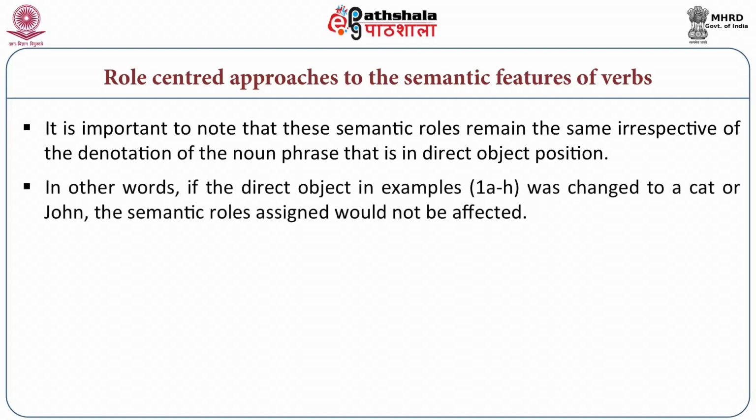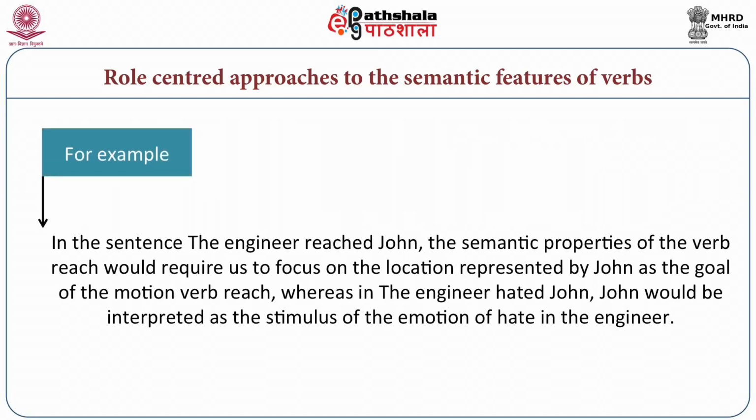In other words, if the direct object was changed to a cat or John, the semantic roles assigned would not be affected. For example, in the sentence, the engineer reached John or the engineer reached the bridge, the semantic property of the verb reach would require us to focus on the location represented by John or the bridge as the goal of the motion verb reach. However, in the engineer hated John, just like in the engineer hated the bridge, both noun phrases would be interpreted as the stimulus for the emotion of hate in the engineer.